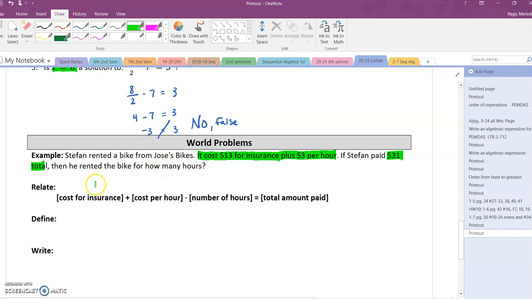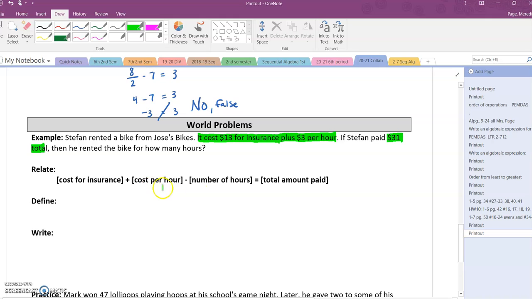So our goal is to figure out how many hours did he rent the bike. So we will always give you guys this relate portion. It kind of sets up the problem for you. So it says cost for insurance plus cost per hour times the number of hours equals the total amount paid. So what you'll notice when we read the original problem, a lot of that information we found in the problem. So that's what we're going to do, is we're just going to plug in that information into this relate portion.